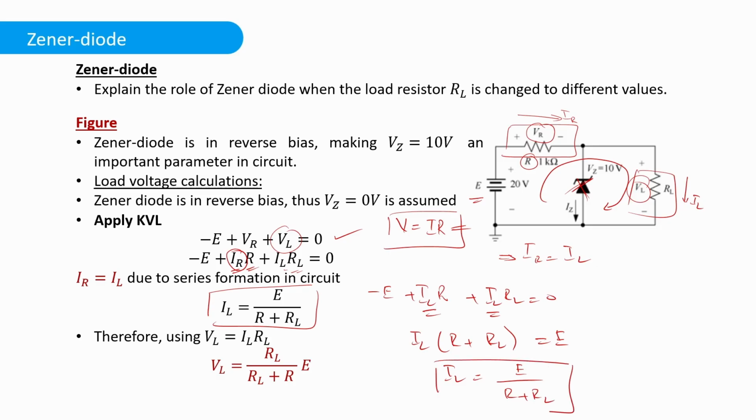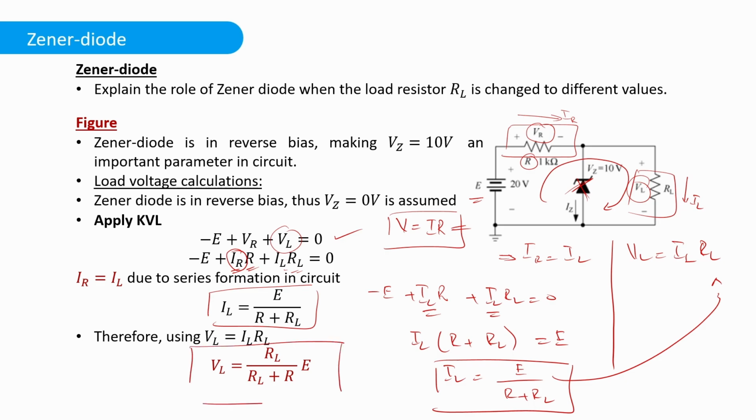Now, this is the current in the load. To find the voltage, we know the formula VL is equal to IL RL. So I simply multiply this equation by RL and obtain the equation we discussed in the previous slide as well. Now we will plot a graph between VL and RL. What happens when the load increases? How will VL behave in that condition? Let's go to the next slide.